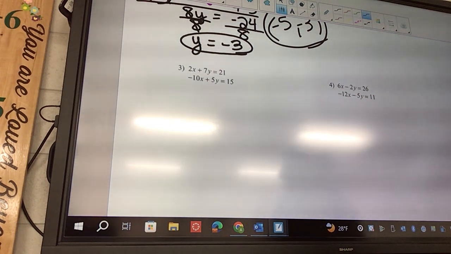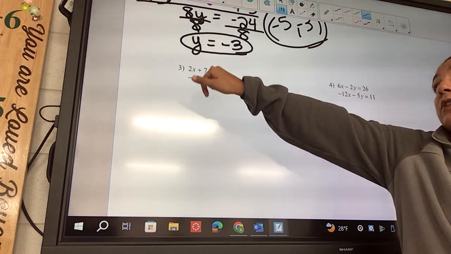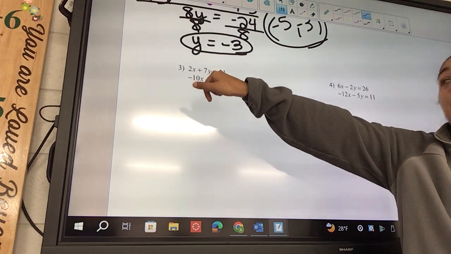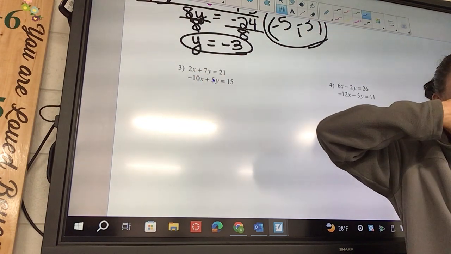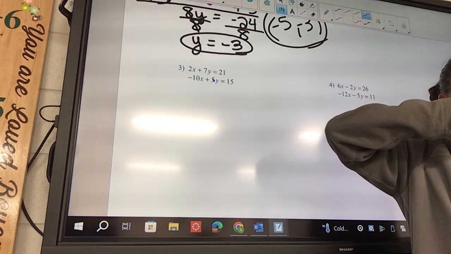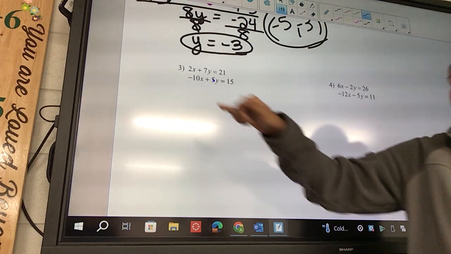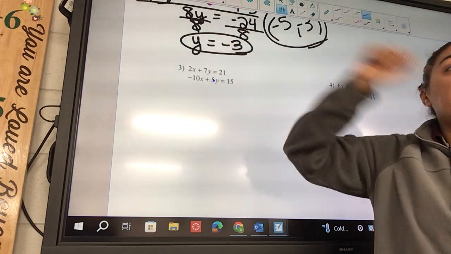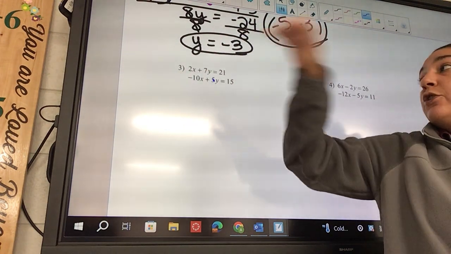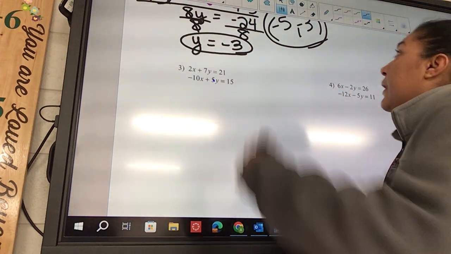Y's. Okay, so if we're trying to cancel the y's, which is smaller, 5 or 7? 5. 5 times what gives me 7? It'd be a decimal, so that's not what we want to pick. So if we look at the x's, which one is smaller, 2 or 10? 2. 2 times what gives me 10? 5.